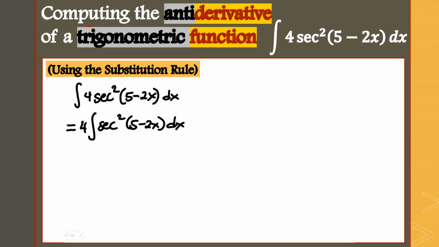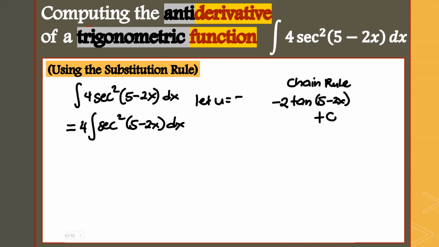Just don't forget that the result for this in the previous video, using the chain rule, is actually equivalent to negative 2 tangent of 5 minus 2x plus c. Let's show that this is also true for this video. Let's start by letting our angle be equal to u, 5 minus 2x. This is the first thing we need to do so that we can actually trim down the possible rules we need to use later on.